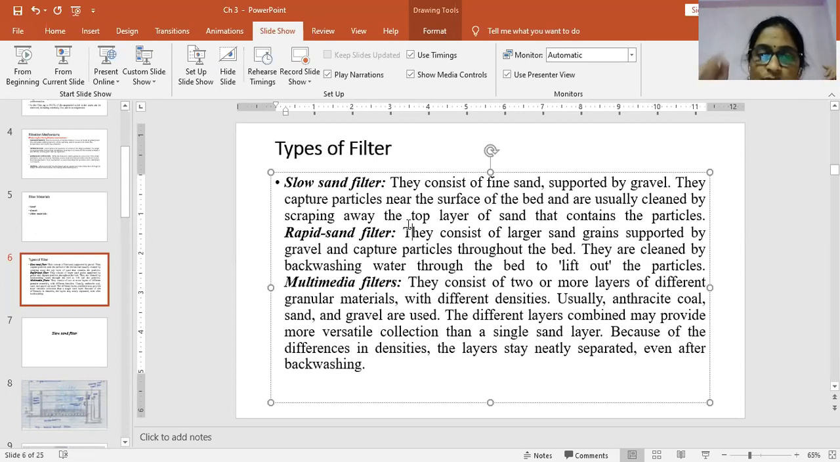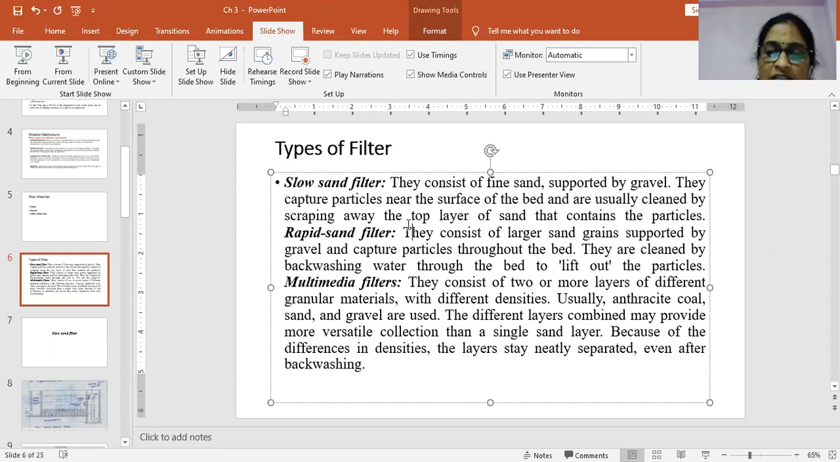The first one is the slow sand filter, then the rapid sand filter, then the multimedia filter, then the pressure filter. Likewise, different filters are there. The slow sand filter consists of fine sand supported by gravel. It captures particles near the surface of the bed and is usually cleaned by scraping away the top layer of sand that contains the particles. This is the slow sand filter.